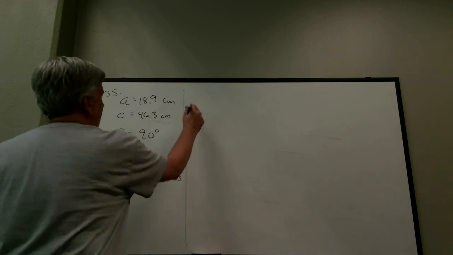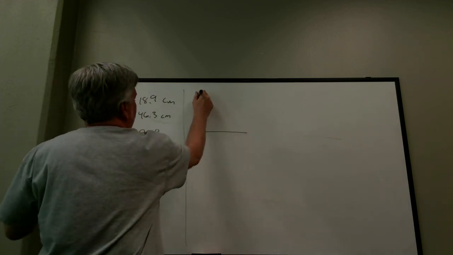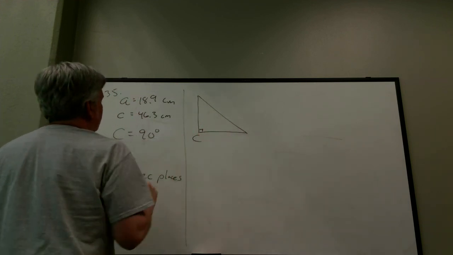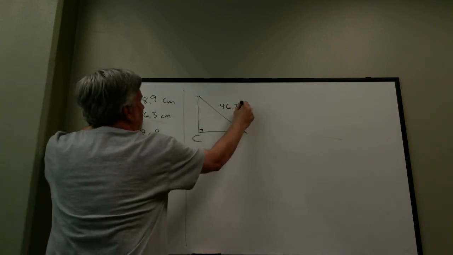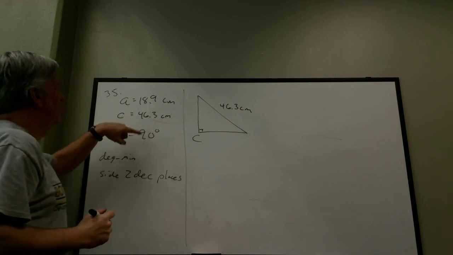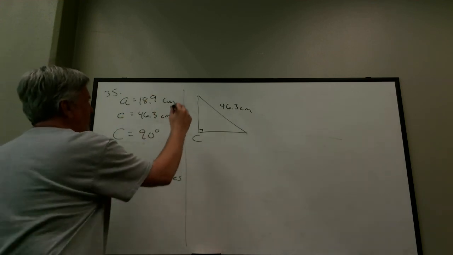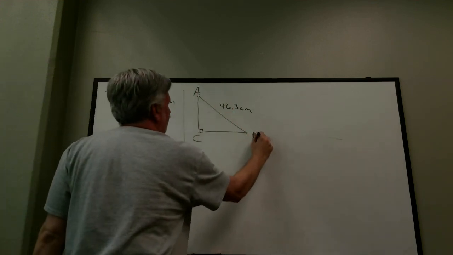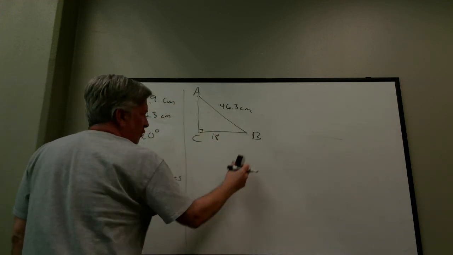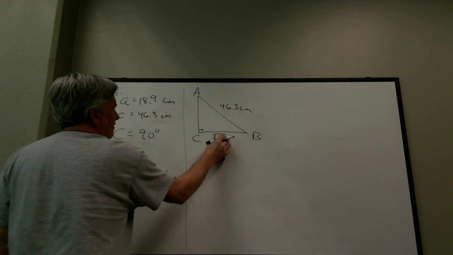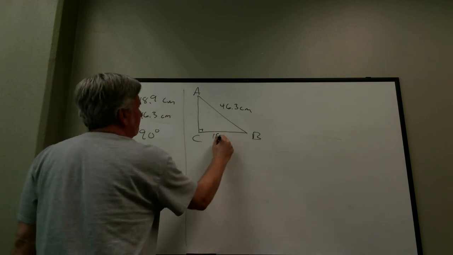So it's a right triangle because C is 90 degrees. I'm not necessarily trying to draw to scale here. There's C. Little c is 46.3. That's on the hypotenuse because little c is opposite big C. It doesn't matter which one you call A or B. I'll call that A and that B, which means little a is down here, 18.9. If you called that capital A, little a would have been over here. Doesn't matter.